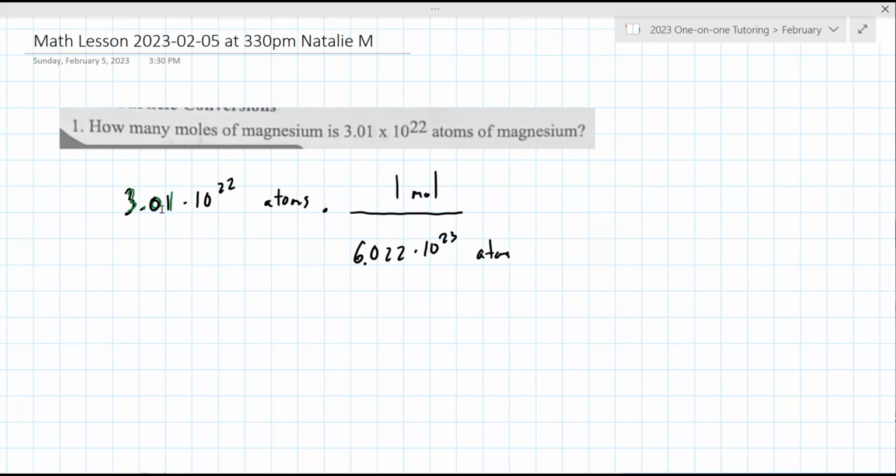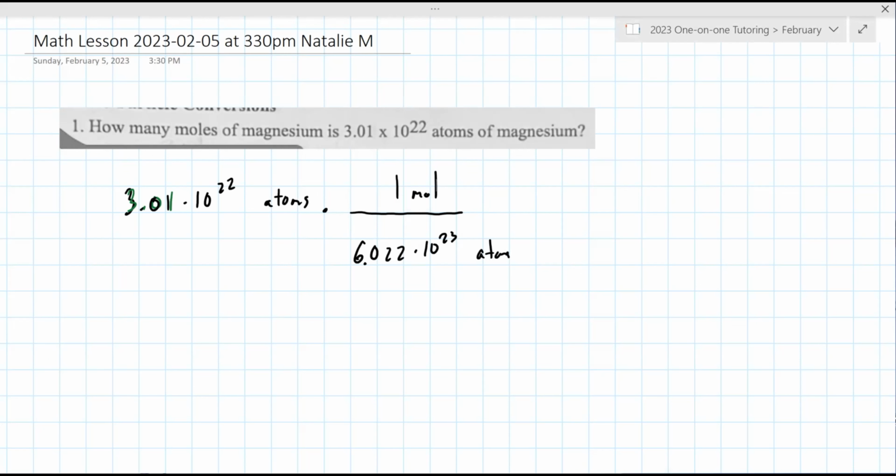And the only thing to do here is take this number on the left divided by this number on the bottom here. Are you comfortable doing that in your calculator? Do you want me to show you how to do that? What would be best for you? Yeah, could you show me maybe?